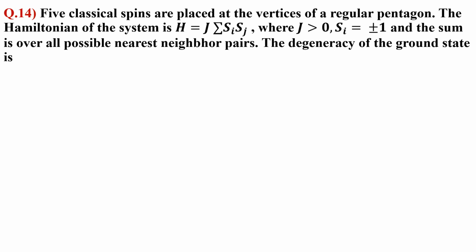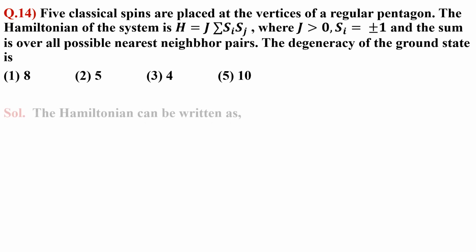Question 14. Five classical spins are placed at the vertices of a regular pentagon. The Hamiltonian of the system is H equals J summation S_i S_j, where J is greater than 0, S_i equals plus or minus 1, and the sum is over all possible nearest neighbor pairs. The degeneracy of the ground state is: option 1, 8; option 2, 5; option 3, 4; option 4, 10.